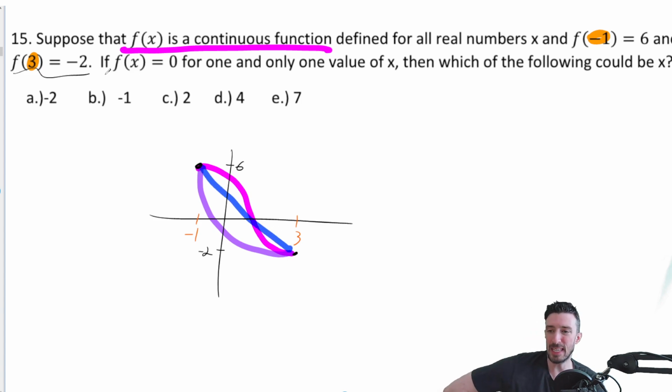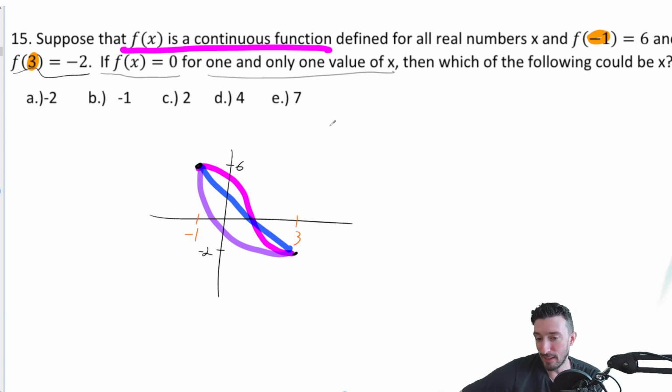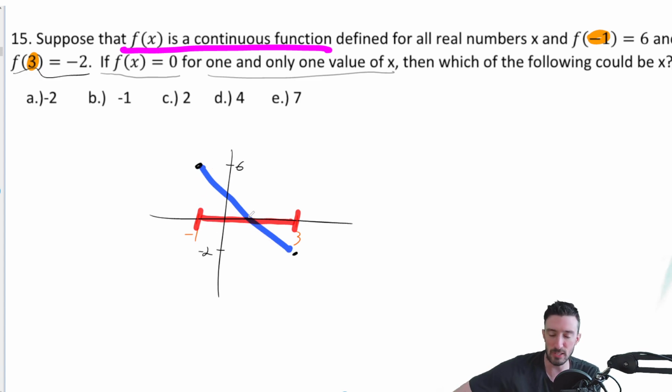Now, they're saying that f of x equals 0 for one and only one value of x, so which of the following could be x? And you might have already figured it out, that it has to be some x value that's between -1 and 3. So I don't know which one of these it's going to be. Let's say it was just the straight line. Well, then it would have to be some sort of x value between -1 and 3.